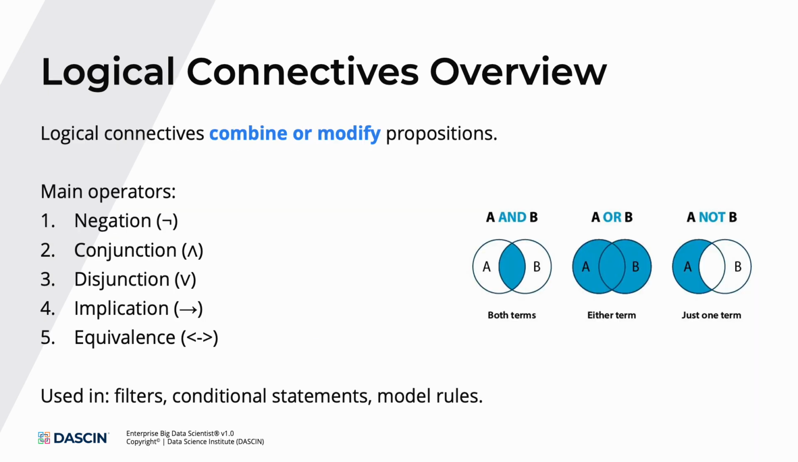To work with propositions, we use logical connectives. These operators allow us to combine, negate, or compare statements. In this module, we'll cover the 5 most important ones: negation, conjunction, disjunction, implication, and equivalence. Understanding these connectives is essential for building queries, constructing rules, and reasoning about models.